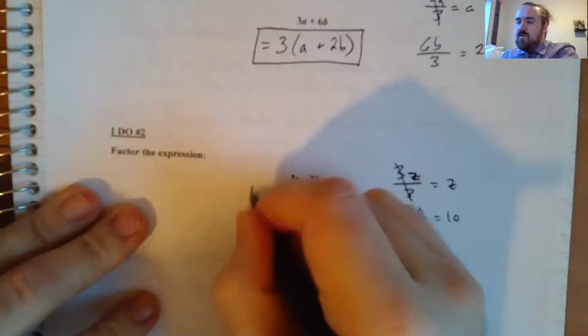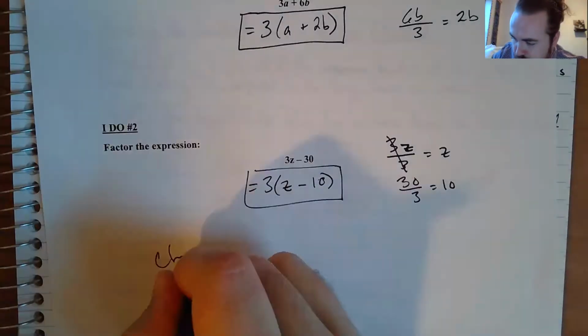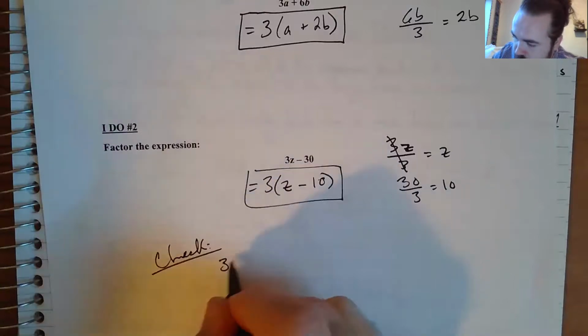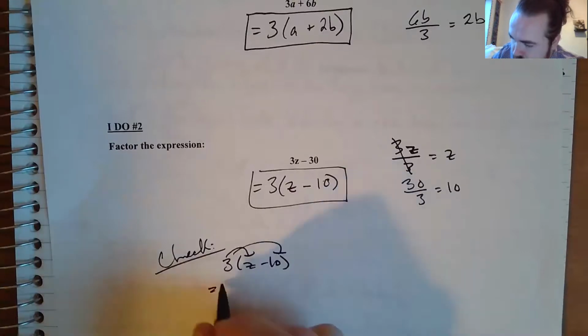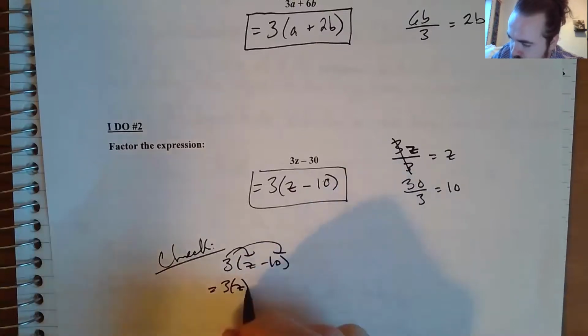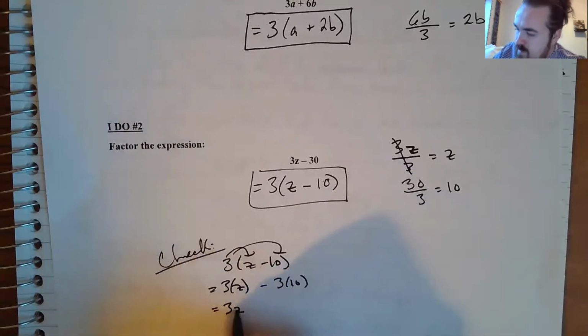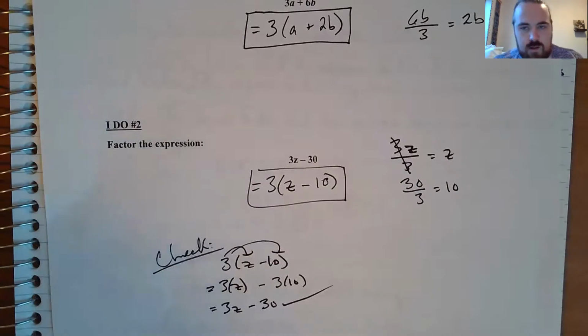You can also check whether you divided correctly by distributing it back in. Check. 3 times z minus 10, distribute: 3z minus 3 times 10 is 3z minus 30, and that checks out. You can always do a quick check like that just to make sure that you did it correctly. But otherwise, it's not too complicated here.